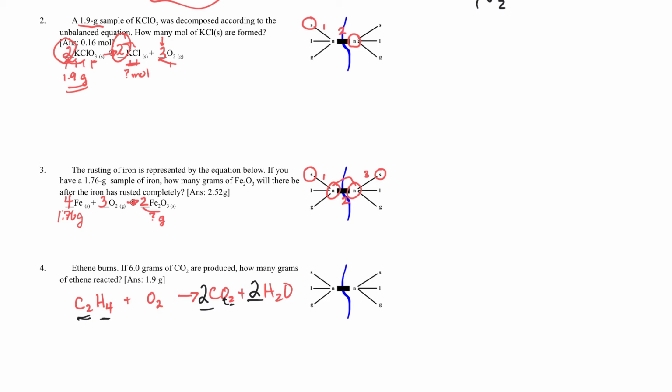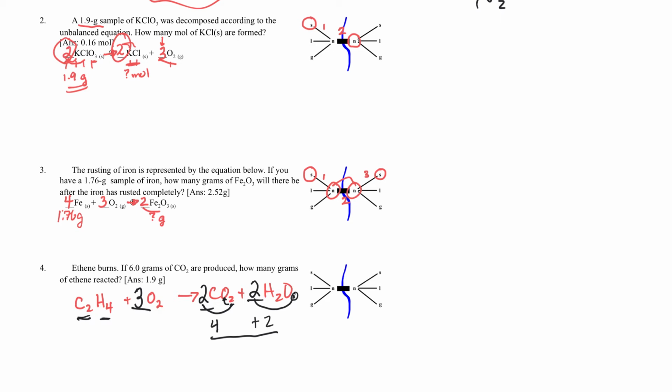Now let's check oxygens. So here, 2 times 2 would give me 4. And then 2 times 1, because there's 1 oxygen there. We usually don't write that 1, but 2 times 1 would be 2, so that's another 2. So altogether on this side I have 6 oxygens. So what do I need to put there to give me 6 oxygens? If you said 3, you're bang on.